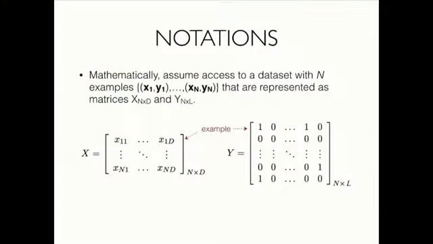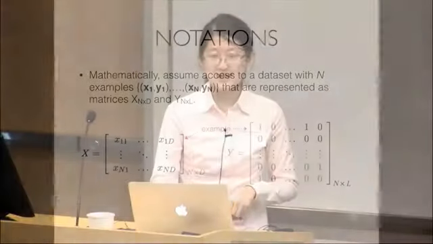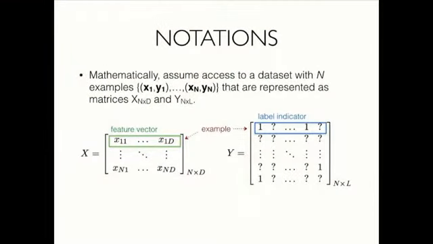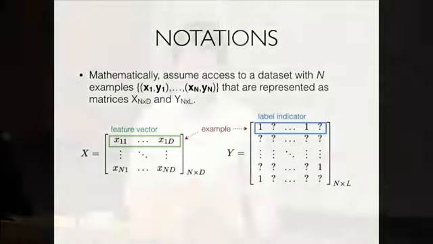So here we present a mathematical formulation. Our input is represented as a design matrix X and a label matrix Y. Each row of the matrices corresponds to an example. So each row of X is a feature vector, and each row of Y is a binary label vector, so that Y_ij equals 1 if example i is tagged with label j. And as I said before, we really want to treat those zeros in Y as question marks.